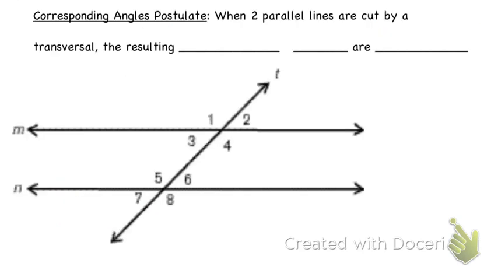Corresponding angles postulate. Reminder, a postulate is something we accept to be true, and we build other things off of that. Corresponding angles postulate: when two parallel lines are cut by a transversal, the resulting corresponding angles are congruent.